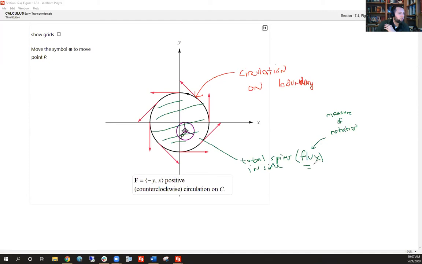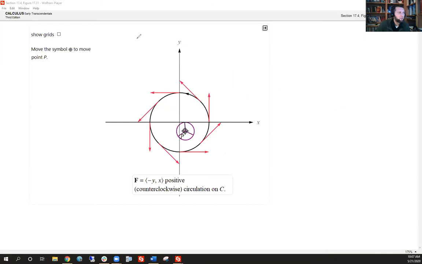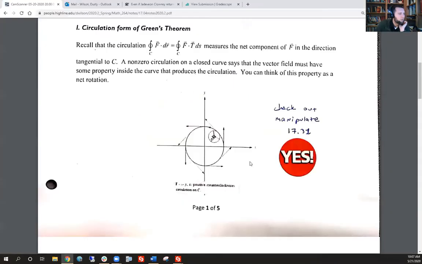So the total spin, or the flux inside, would somehow tell us something about the circulation on the boundary. Any other questions about this? Very good. All right, so moving on to page 2.